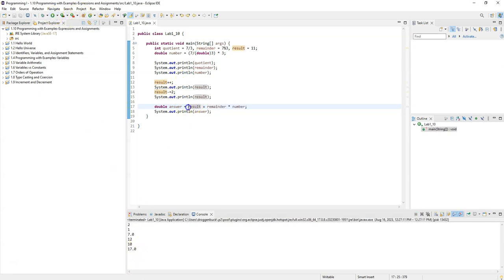But if I put parentheses around here, it's going to add result and remainder, the quantity here, and then multiply it to give the product. And here we get 77. So you can see there's a big difference when we start using the order of operations to help dictate different things. And that's going to be very important for us as we move forward with our programming.